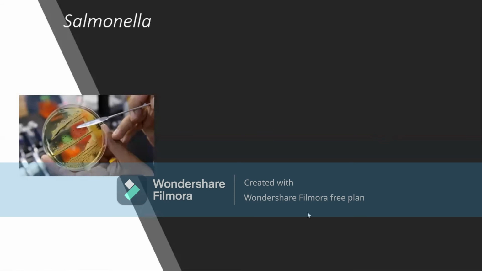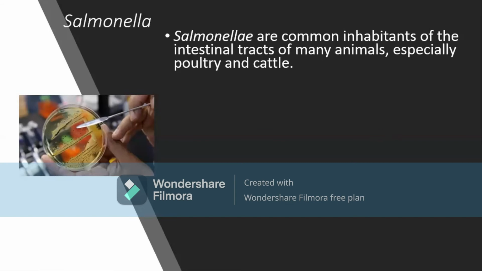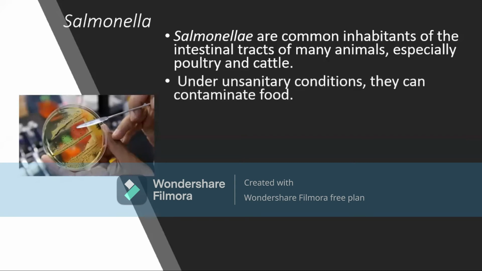Salmonella is another well-known genus, and you are well aware of Salmonella. They are also common inhabitants of the intestine or GIT of many animals, especially poultry and cattle. So in poultry and cattle, they are common inhabitants of the GIT. Like E. coli and other members of Enterobacteriaceae, they may contaminate food under unsanitary conditions, or since they are present in the intestinal tract, the source of their contamination would also be water and food contaminated with fecal material.